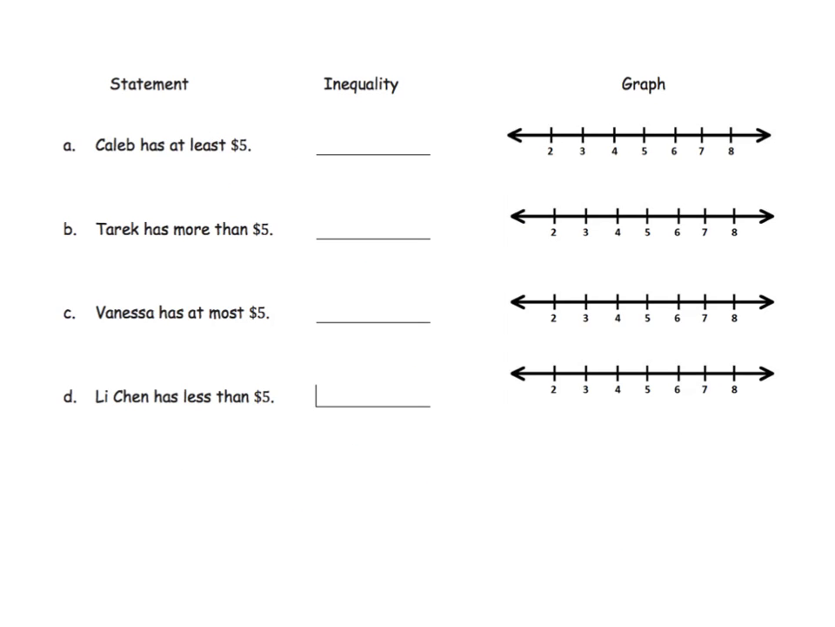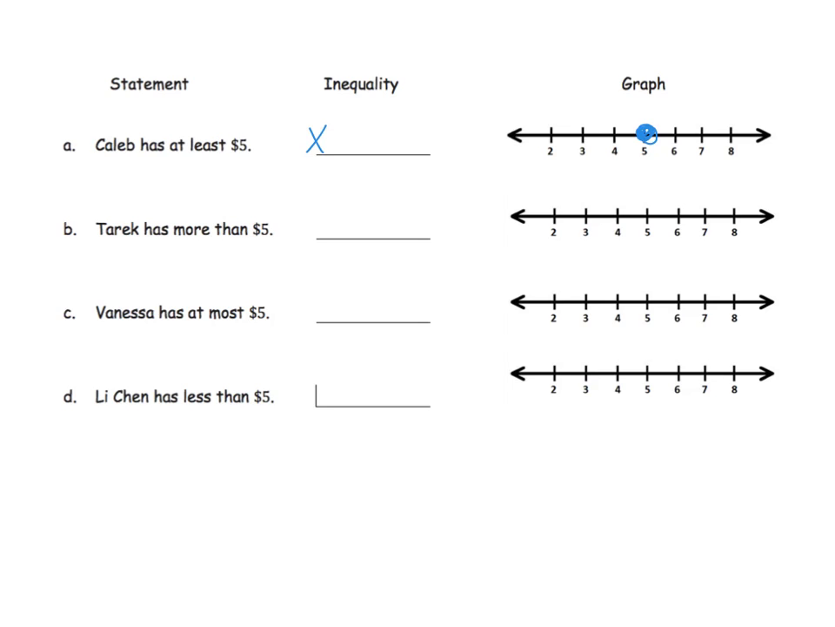Okay, so we are going to be writing inequalities and graphing inequalities. So Caleb has at least $5. So he has at least 5. So think about what that would look like. Could he have $5 exactly? Yes, he could have at least $5. So we know that 5 is a solution.